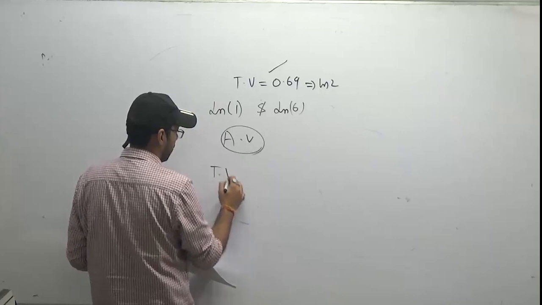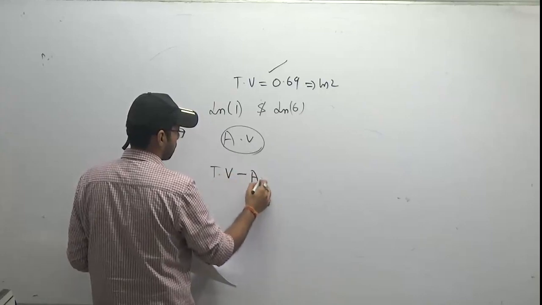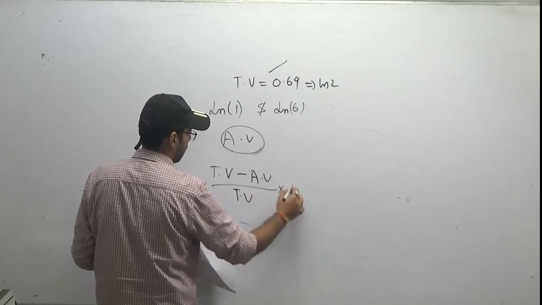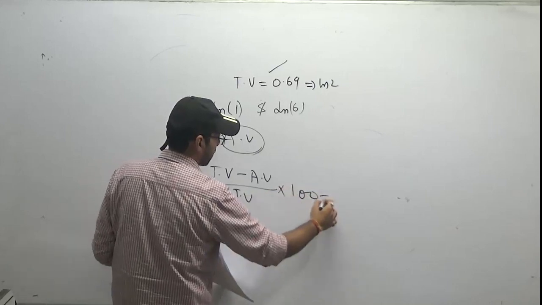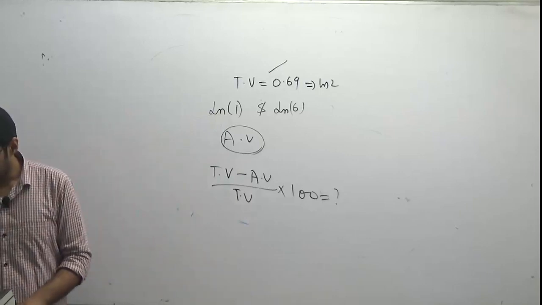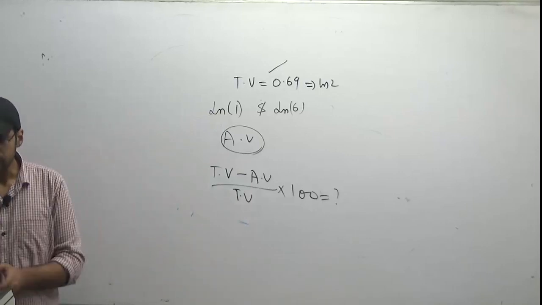True value minus approximated value, absolute value, divided by true value into 100. Is this formula correct or not? Tell me. Hurry up. Is it correct?